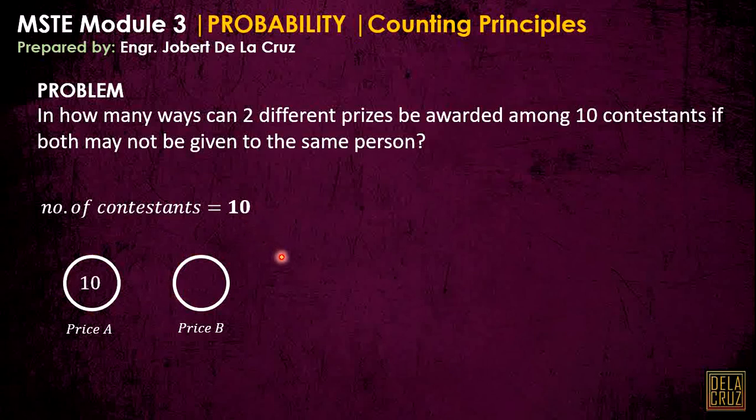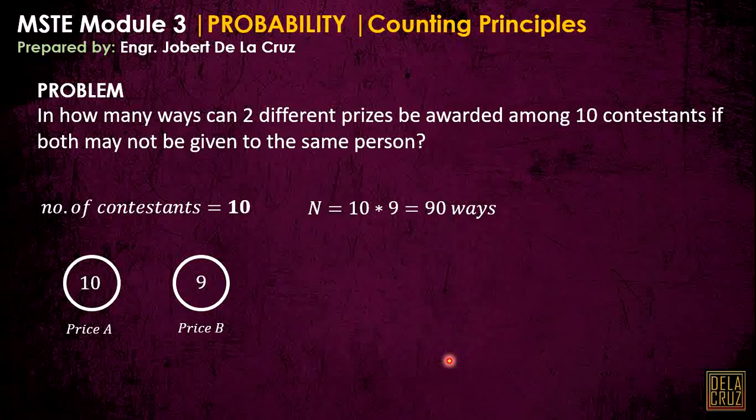initially. Okay? Now for prize B, take note that the prizes may not be given to the same person. That means pag nanalo na yung isa, hindi na siya pwedeng manalo sa prize B. That means yung pagpipilian natin dito out of 9 na lang. Correct? Because yung isa is nanalo na dyan. That means we can write the number of ways as 10 times 9.